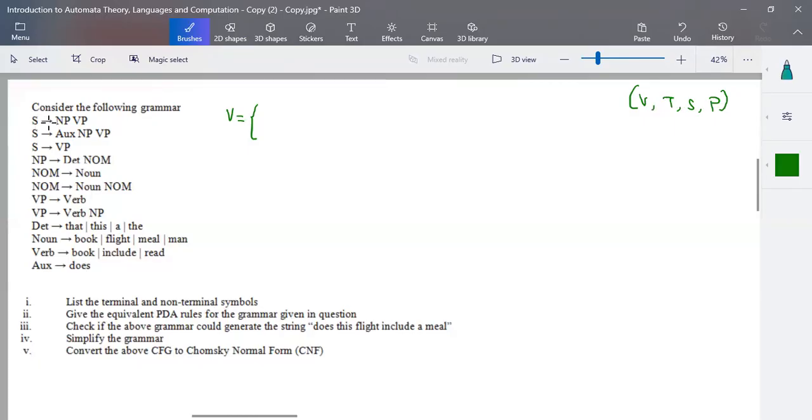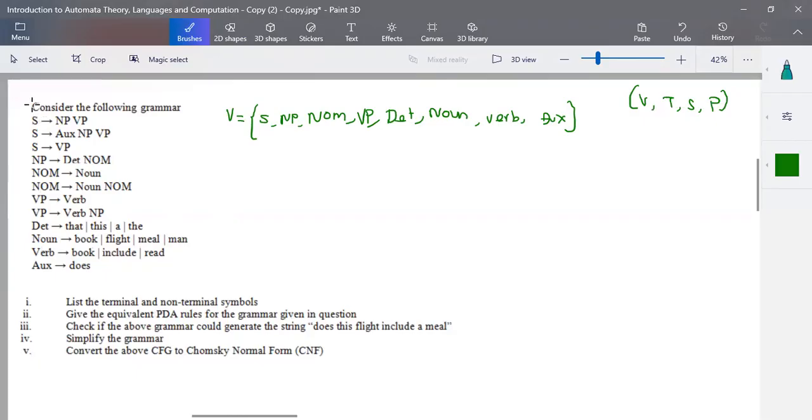When you take S implies something, S is the non-terminal. Whichever comes in this left-hand side, and that has a production for itself, is called a non-terminal or a variable. So you have S, NP, NOM, and you have VP, and you have DET, and you have noun, verb, and AUX. So these are all the things that come on this side, right? That has a production for itself. So this is called variables.